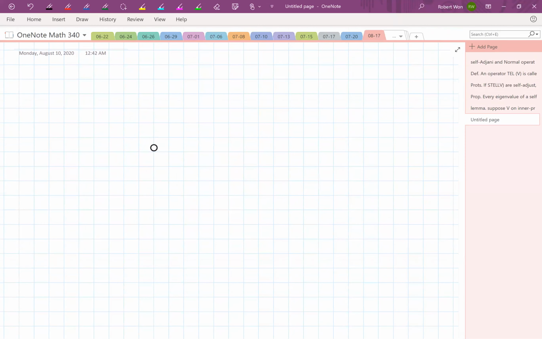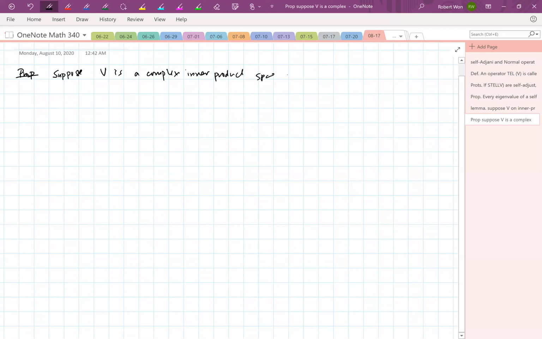Okay. The reason why I wanted that result was to prove the following result, which is, again, another example, really trying to drill this analogy home, that self-adjoint operators should be thought of analogously as the real numbers sitting inside of C. So suppose V is a complex inner product space, finite dimensional, and T is an operator. Then T is self-adjoint if and only if the inner product of TV and V is a real number for every V in V.